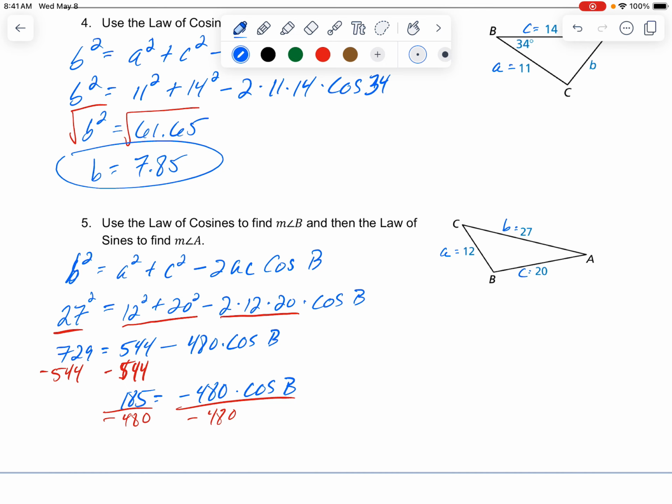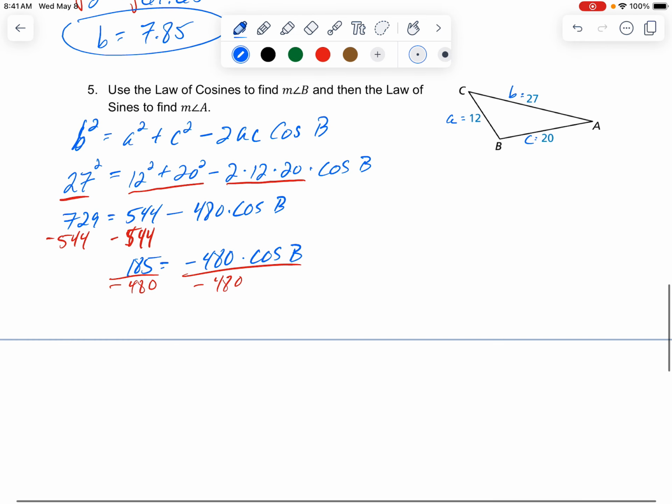And what I get there, I'm worried about running out of paper, but this is digital, so I don't have to worry about that.